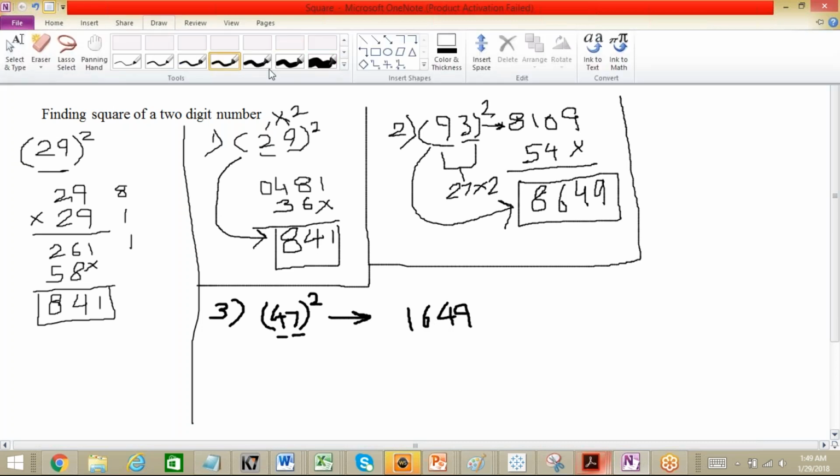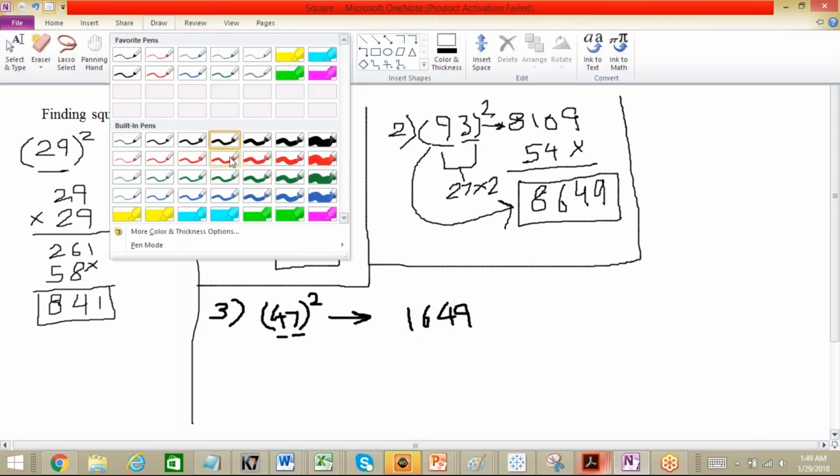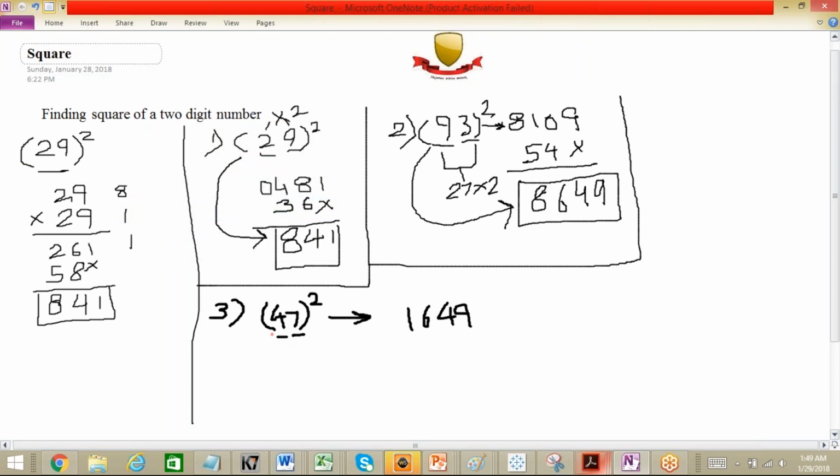Now the next step is to get the product of 4 and 7. So 7 times 4 is 28. Then the next step is to multiply this 28 by 2. What will be the result now? This is 56.